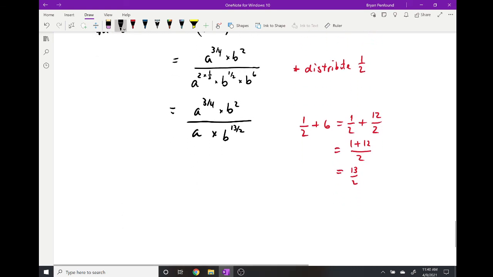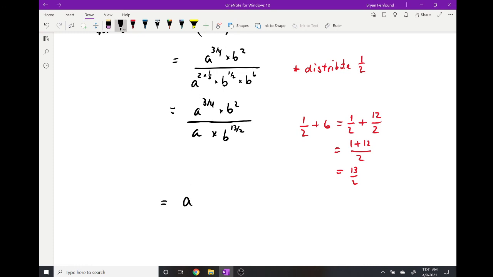So that's great. That means the denominator is now as simplified as we can get, because all the a's are collected together and all the b's are collected together as well. So the next step is to look at each of these individually, each of the a's together and each of the b's together, and utilize that if I am dividing like bases, I am allowed to subtract the powers.